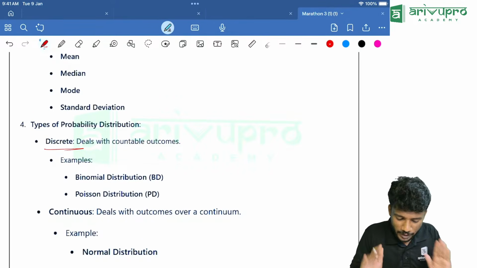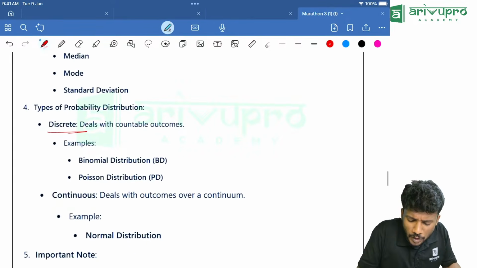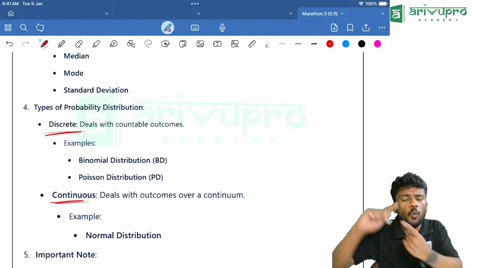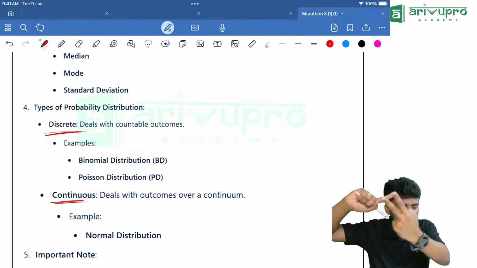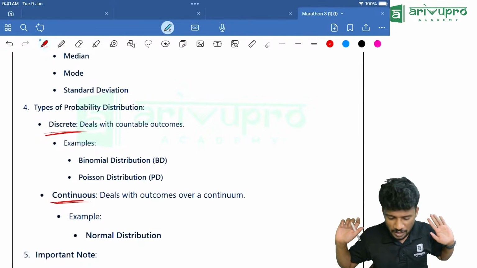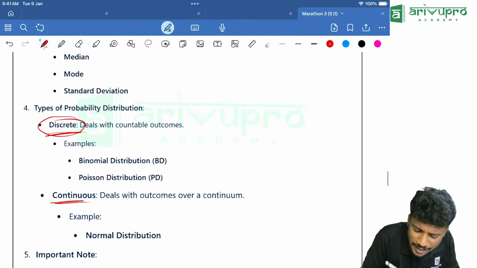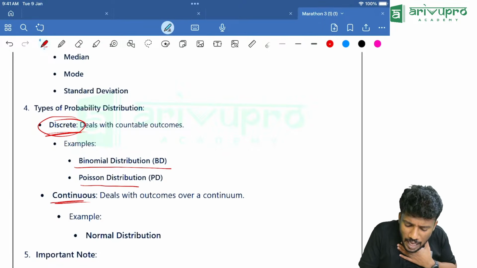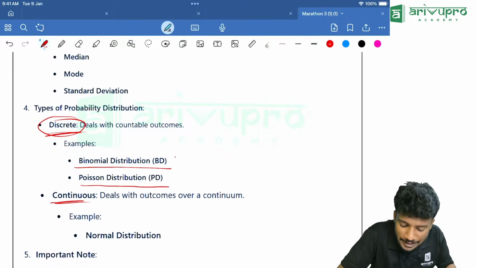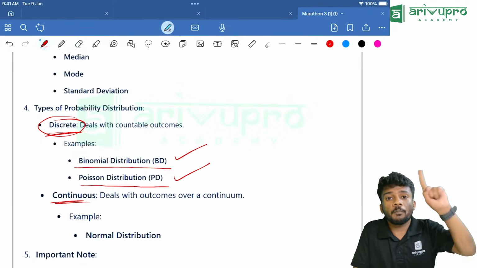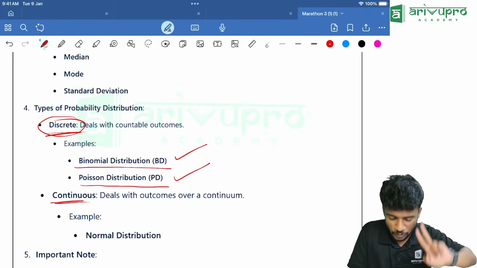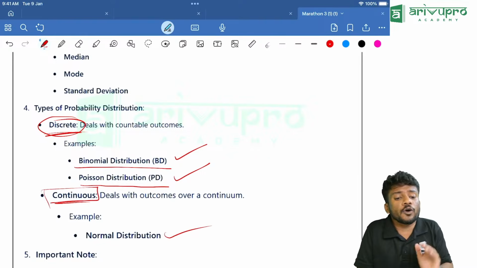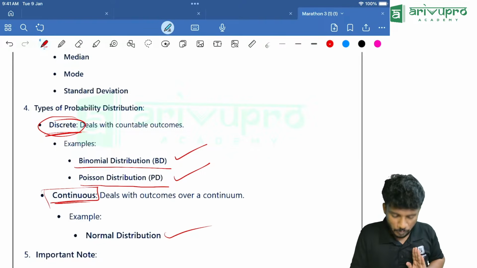Now here, we will be dealing with two types of probability distribution. One is discrete, second one is continuous. The first one, discrete, has two types inside that we are studying: binomial and Poisson. Keep a note. Discrete types are binomial distribution and Poisson distribution. Continuous type is what? We are only going to deal with normal distribution.